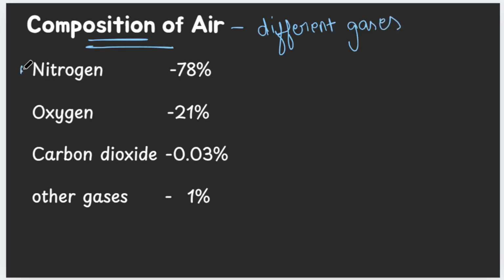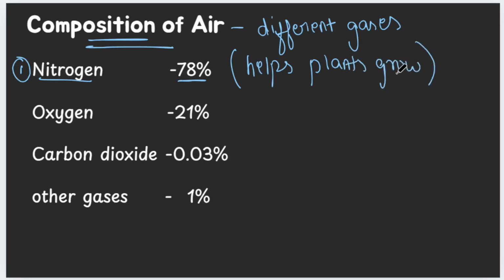First thing is nitrogen. Nitrogen is 78% of the air. So most of the air is nitrogen. Why? Because it helps plants grow. Okay, so that's why nitrogen is very high. We don't use it for breathing.